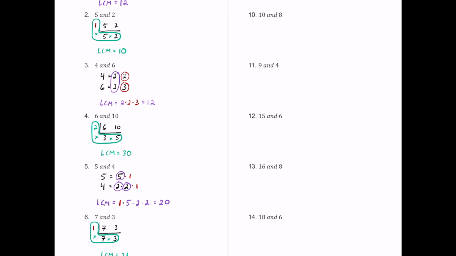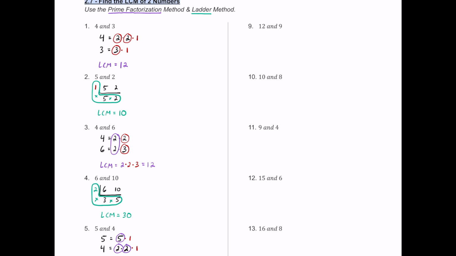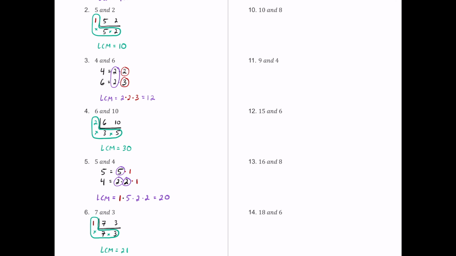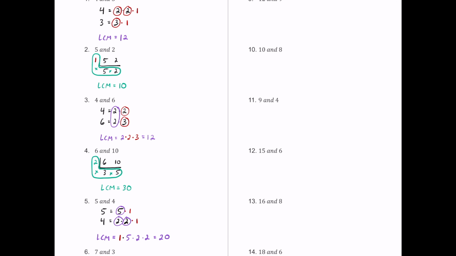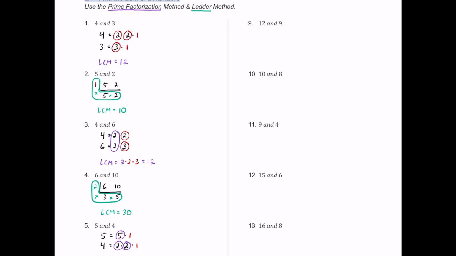Let's check out number 9. For number 9, we have the numbers 12 and 9. So let's see. For number 8, we just used the ladder method. So let's use the prime factorization method. So we have 12, that's equal to 2 times 2 times 3. And 9 is equal to 3 times 3. So let's see, do they have anything in common? Yes, they have these 3's in common.